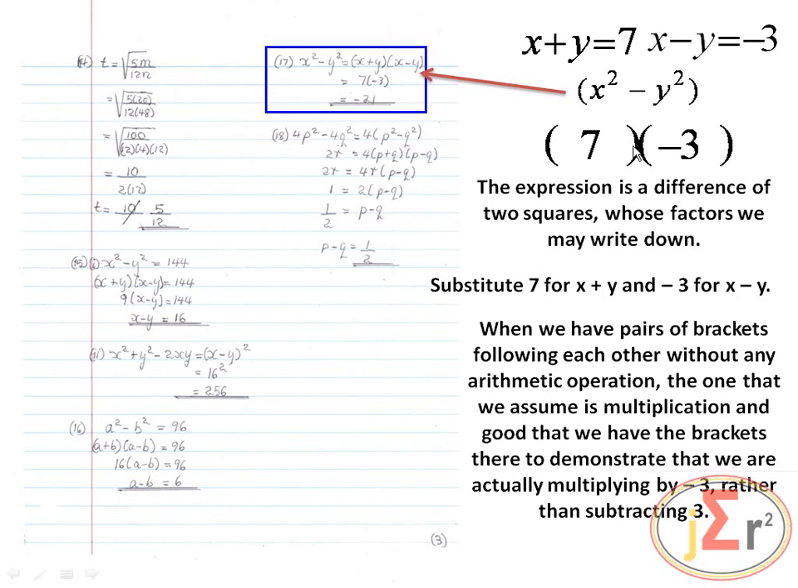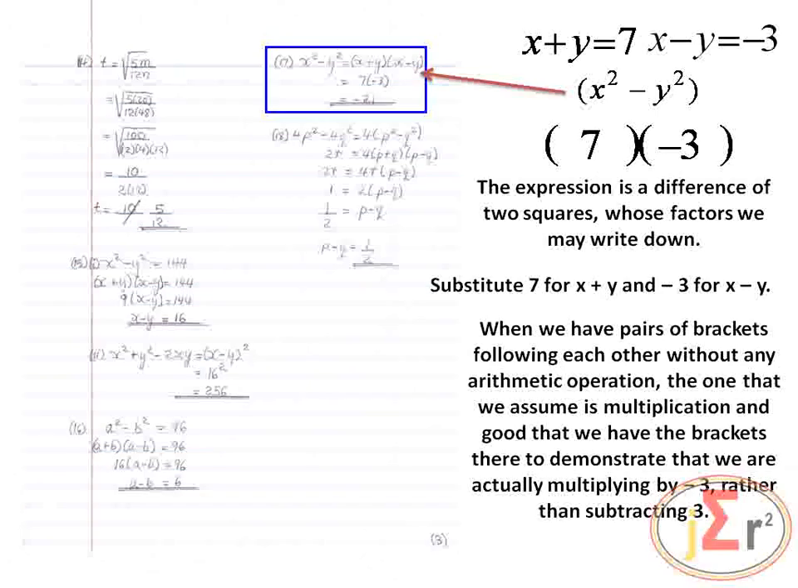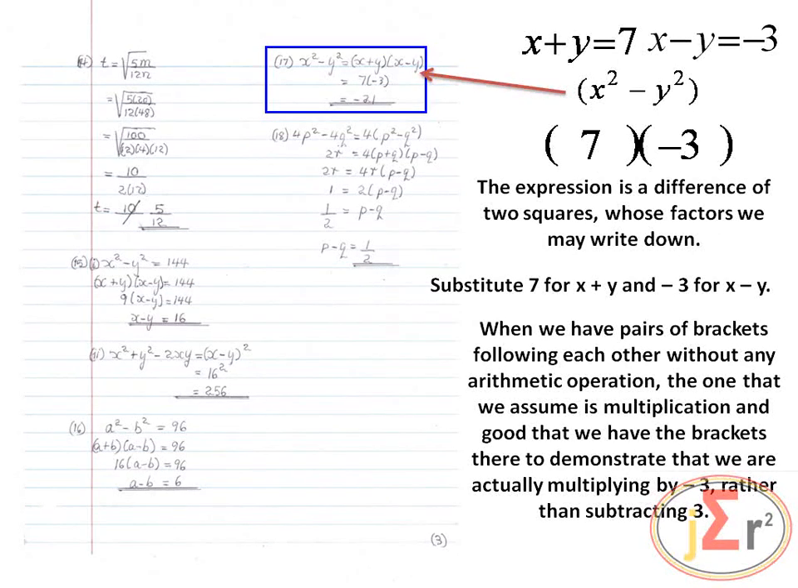So here we have the useful brackets that we substitute into, and no doubt a demonstration of the fact that we are finding the product of these two numbers. Without the brackets, the expression would look like 7 minus 3, which would have been incorrect. So let us multiply 7 by negative 3, and the result is negative 21.